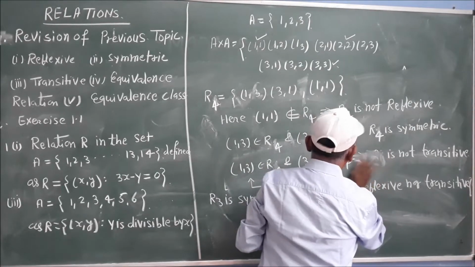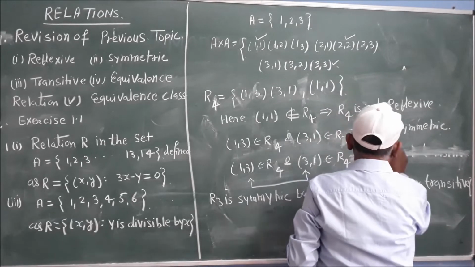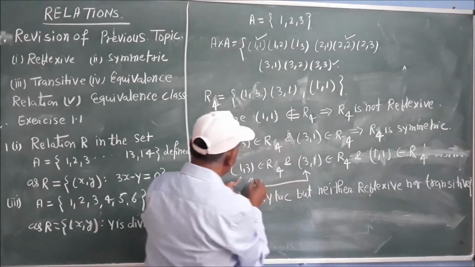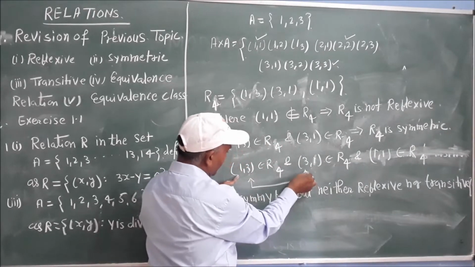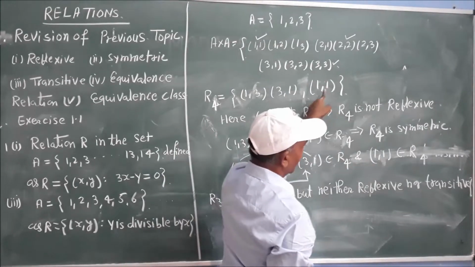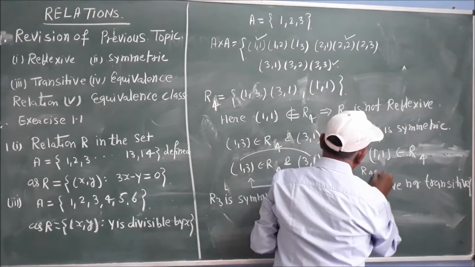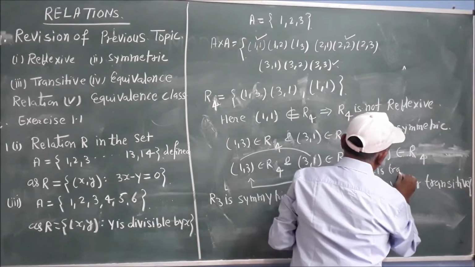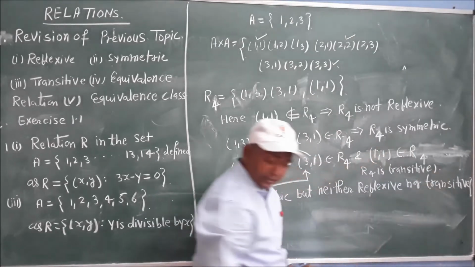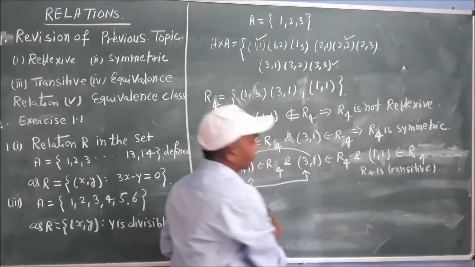R4 and it belongs to R4, so (1, 1) also belongs to R4. From here you can say the second element of this is the same as the first element, that means (1, 1) should be in it, and (1, 1) is also given here. So R4 is transitive. That means we can say that R4 satisfies all these three properties of relation.